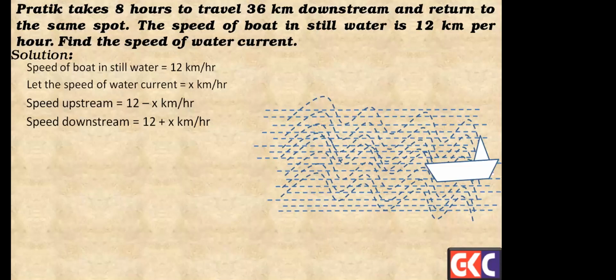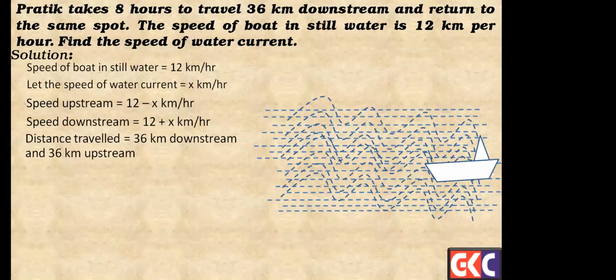Okay, let's see further. Now, distance traveled 36 किलोमीटर डाउनस्ट्रीम जा रहा है और return भी आ रहा है. So distance traveled is 36 kilometer downstream and 36 kilometer upstream. This is the distance. Now hopefully you remember the formula. उसके लिए टाइम बनता है, time is 8 hours. The total time मतलब 36 किलोमीटर डाउनस्ट्रीम जाके 36 किलोमीटर अपस्ट्रीम आने के लिए उसको लगता है टोटल 8 hours.